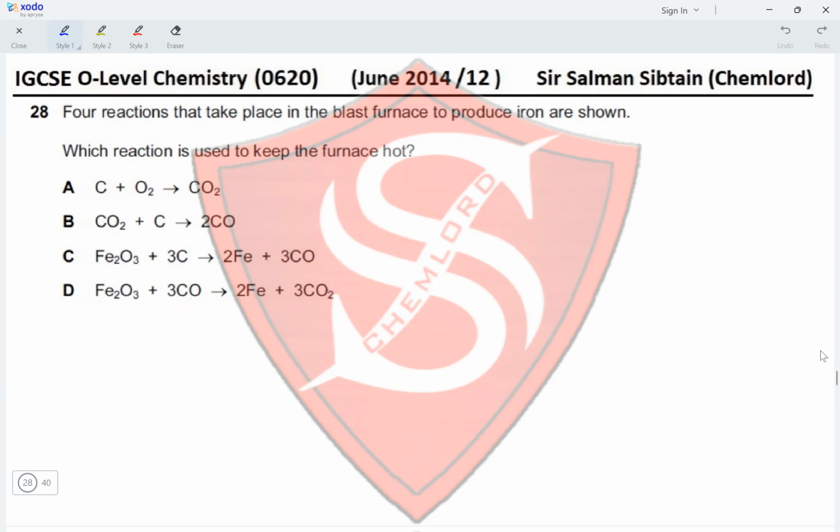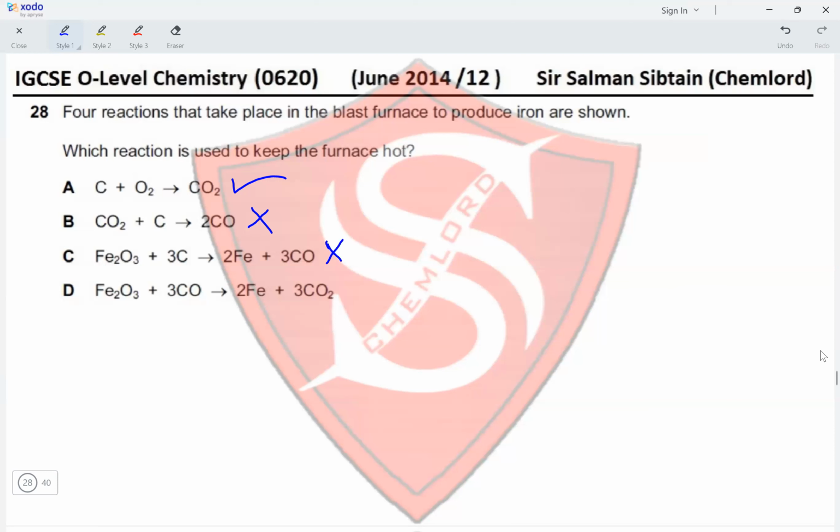So A is correct. B is carbon dioxide reacting with coke to produce carbon monoxide. Formation of carbon monoxide is endothermic, so this is incorrect. C is Fe2O3 being reduced to iron metal and producing carbon monoxide. This is the extraction of iron from its ore hematite. This is not used to keep the furnace hot.